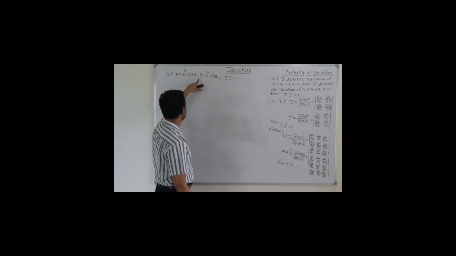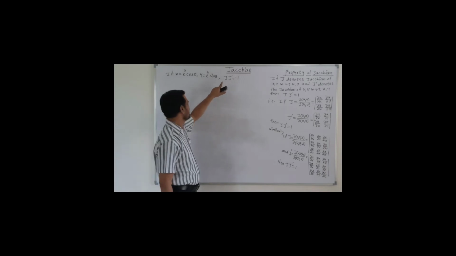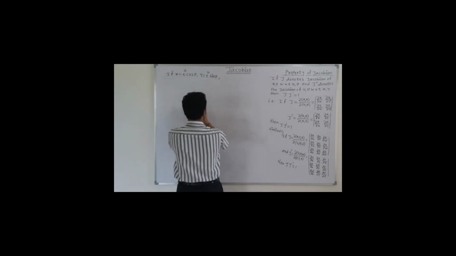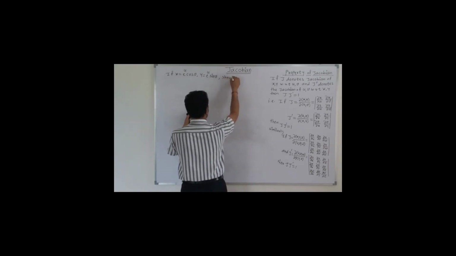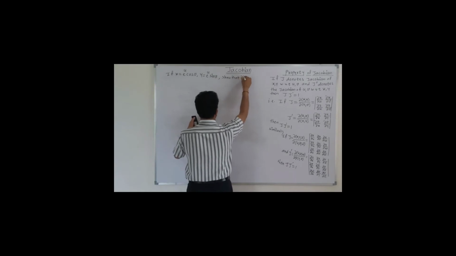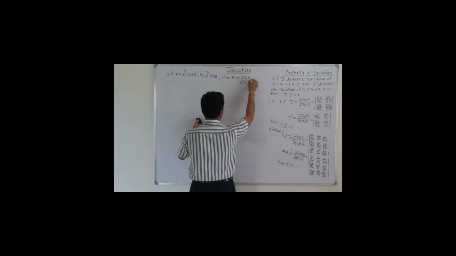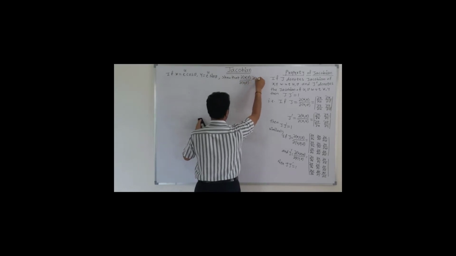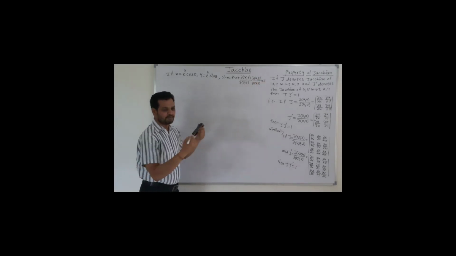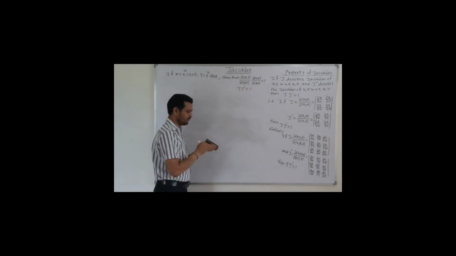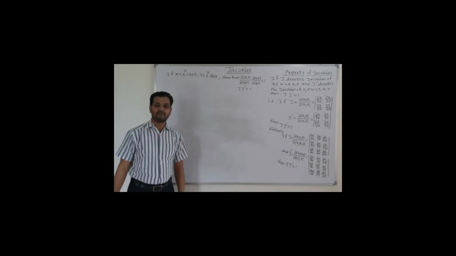That means prove that Jacobian of xy with respect to uv and Jacobian of uv with respect to xy is 1. Some people may write this as: show that Jacobian of xy with respect to uv into Jacobian of uv with respect to xy is 1. Both ways it is possible to show, either this way or show that j into j dash is 1. Now friends, this is one of the important questions. Let's try to solve this example.